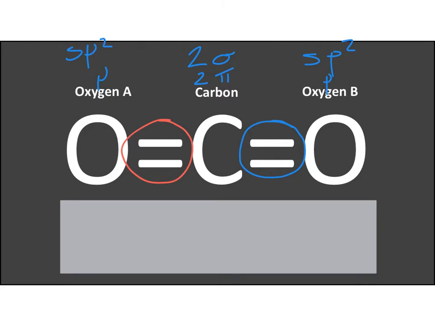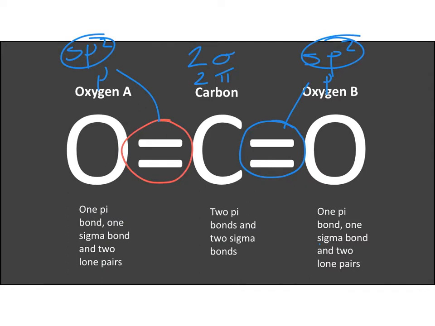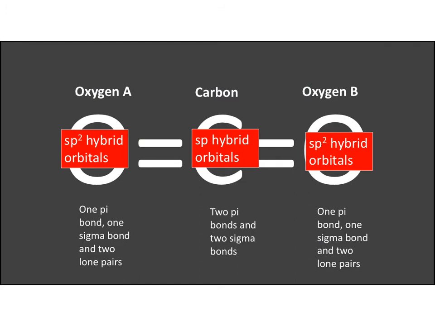with the carbon. One of these hybrid orbitals will be used to form the sigma bonds, and the other two will have the lone pairs. So that's a little summary there. So we can see that we have oxygen A with sp2 hybrid orbitals, carbon with sp hybrid orbitals, and oxygen B again with sp2 hybrid orbitals. So let's have a look and see how these orbitals are formed.